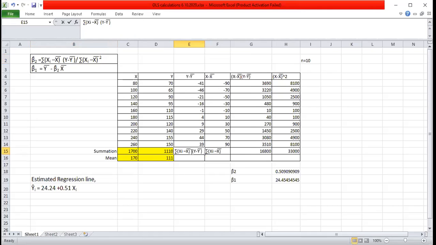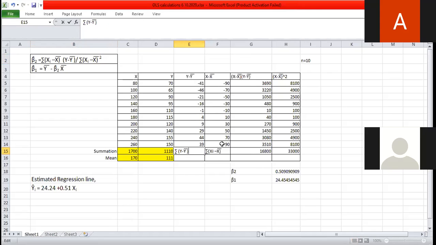Summation of, I'll erase this. This is summation of y minus y bar. This is summation of x minus x bar. Everybody with me here? That this column is basically nothing but summation of this, and this column is summation of this here.